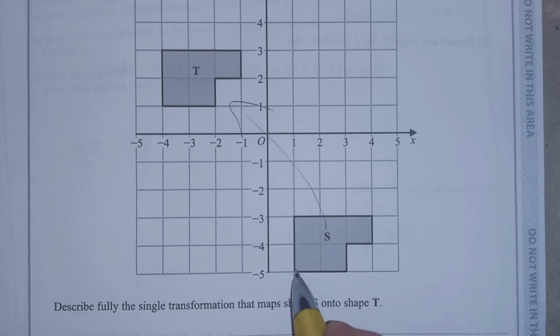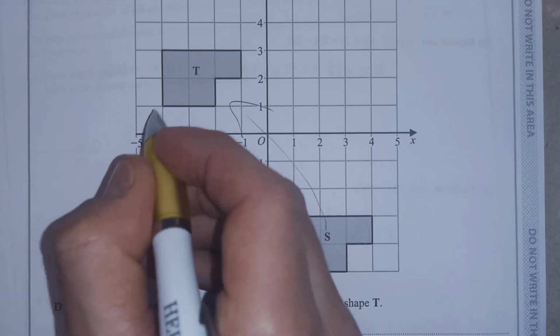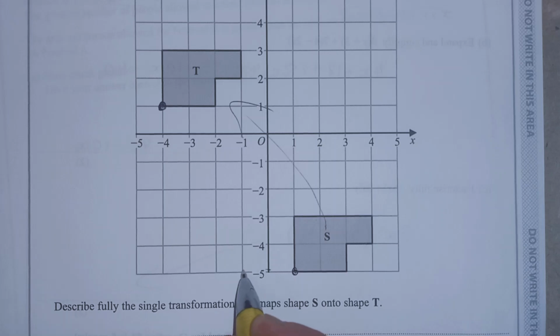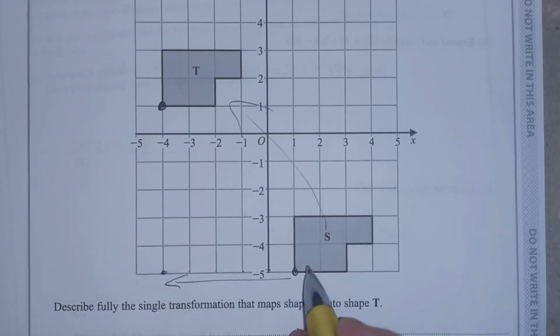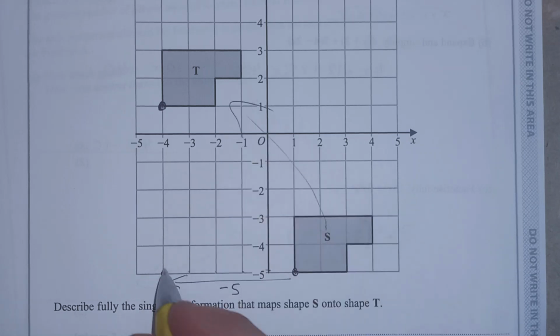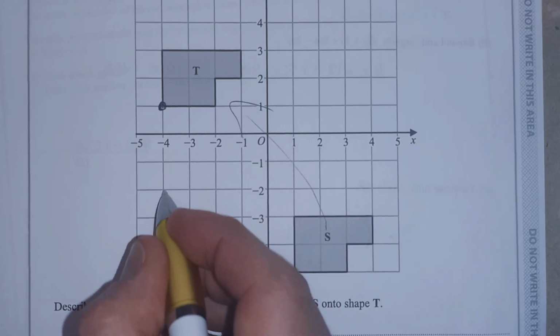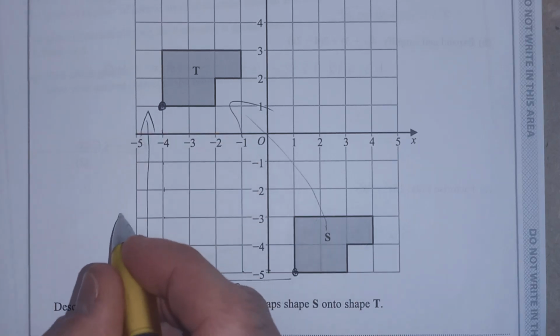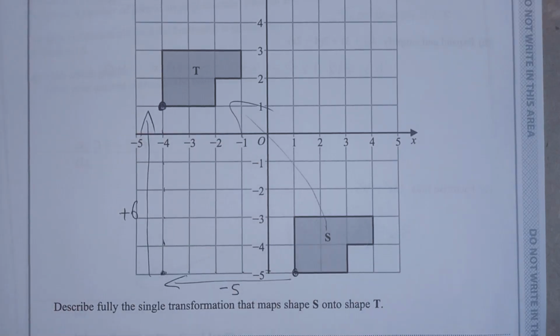Well, let's see. Let's go across first. So pick a corner. I'm going to pick this corner here. So I want to see, how do I get from this corner to that corner? Well, I'm going to go across 1, 2, 3, 4, 5. But I'm going to the left, so it's -5 this way. And then I'm going up. So 1, 2, 3, 4, 5, 6. And we're going up, so that's +6.